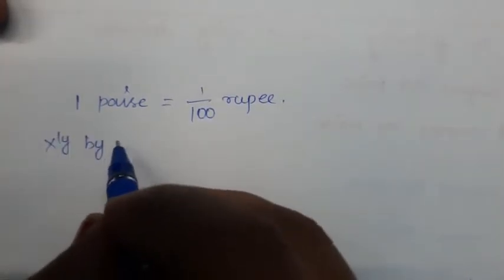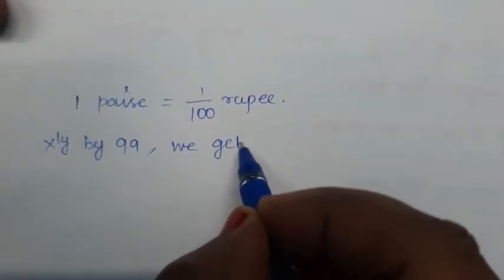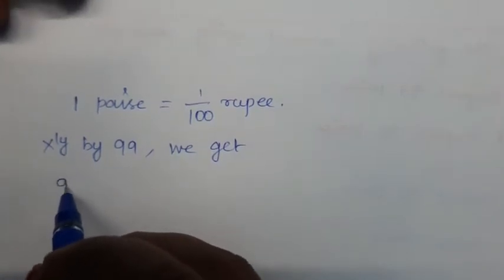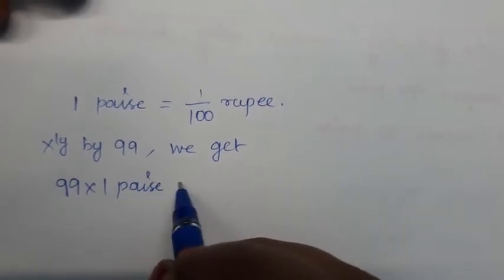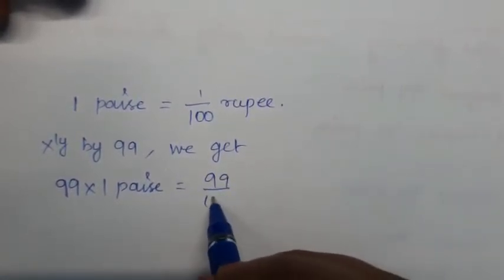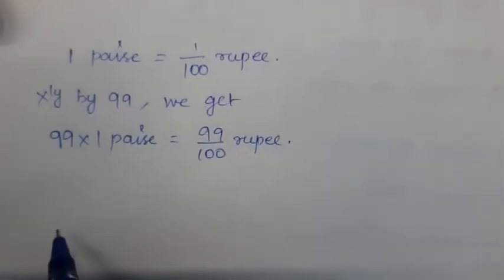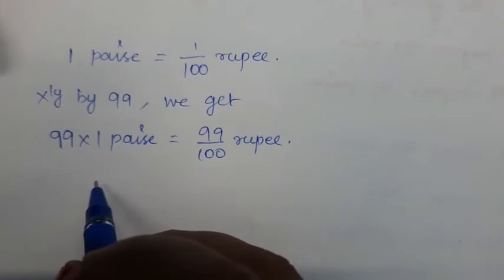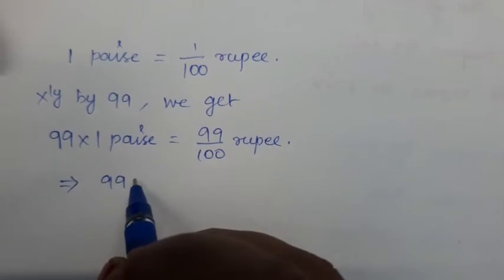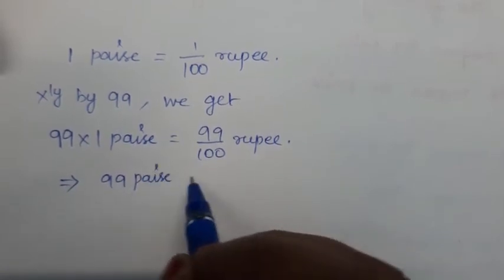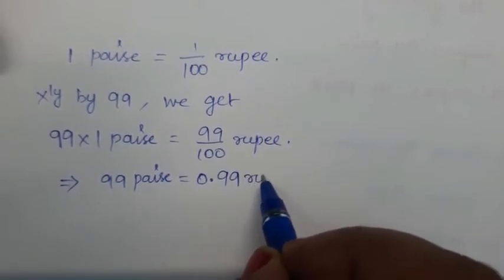Multiply by 99 on both the sides, we get 99 into 1 paise is equal to 99 by 100 rupee. Which implies that 99 paise is equal to 0.99 rupee.